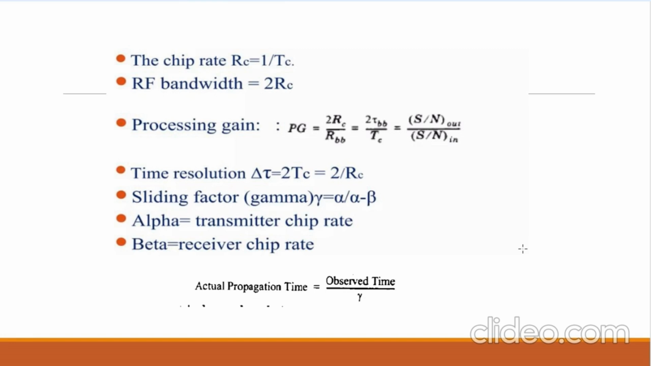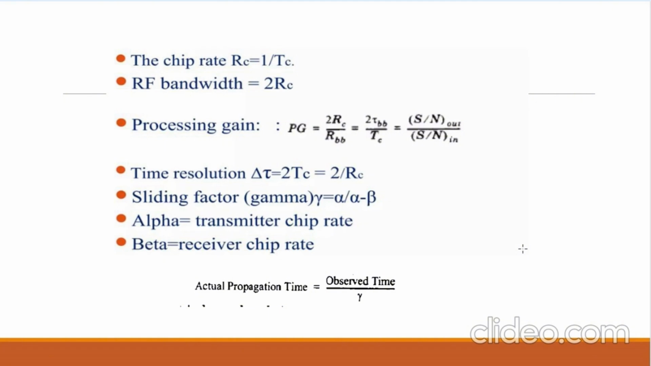The chip rate is RC, which is 1 by TC, and the RF bandwidth can be calculated as 2 times RC. The processing gain is the ratio of 2 RC by RBB in terms of the chip rate, and 2 tau BB by TC in terms of time. Generally, the gain is the signal to noise ratio at the output divided by the signal to noise ratio at the input end. To obtain the time resolution, we can calculate 2 by RC.